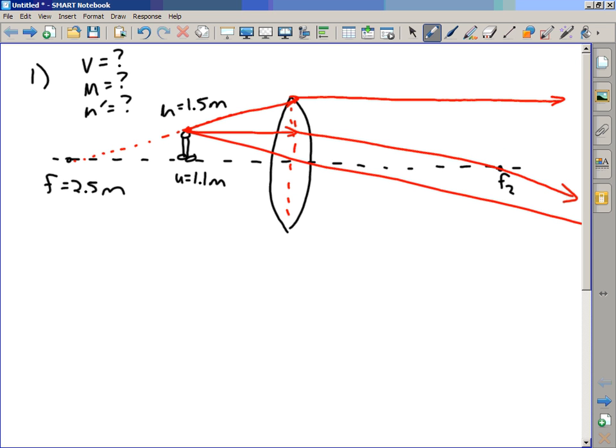I have a problem here. What is it? Right on, perfect. They're never going to intersect. These rays are doing what? Diverging. That's the word, diverging. They are splitting up.